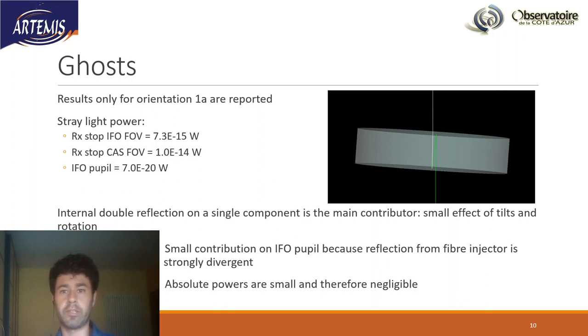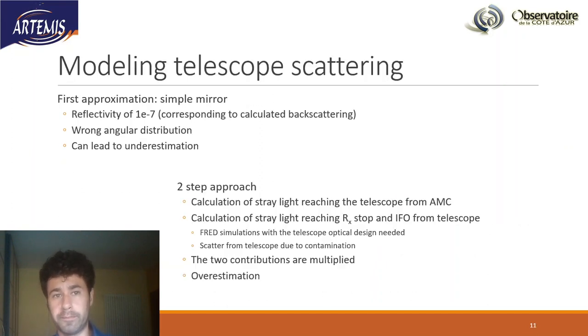Also, the amount of light reaching the interferometric pupil is much lower than the others, because when we have a reflection from the fiber injector, we have a strong divergence in the beam, so all the power is dissipated on not important paths.